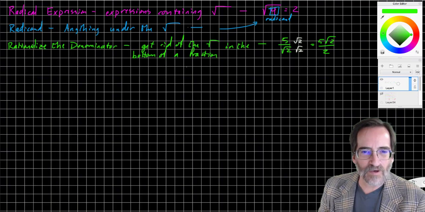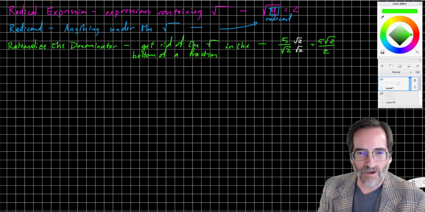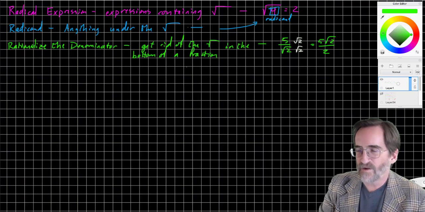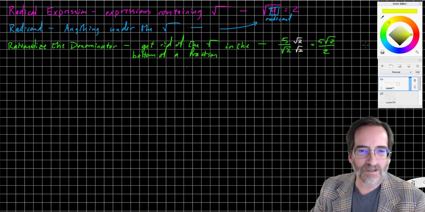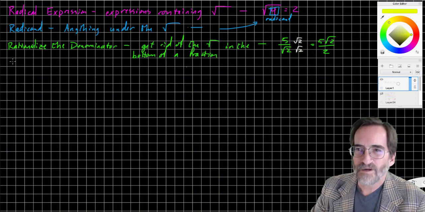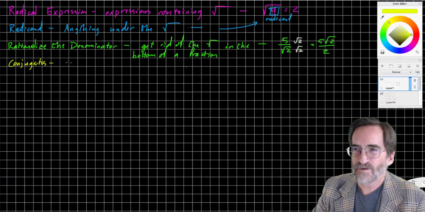Lesson 2, operations with radical expressions. Okay, let's go here. Keywords, there are 3. First word is conjugates. Conjugates. Okay.